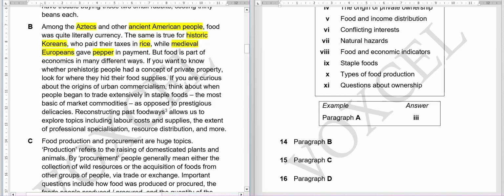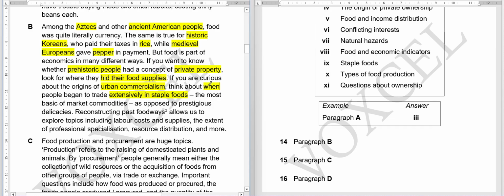So if you want to know whether prehistoric people, so people in the past, had private property, you just have to look where they hid their food supplies. If you are curious about the origins of urban commercialism, think about when people began to trade extensively in staple foods, the most basic of market commodities, as opposed to prestigious delicacies. So now, if you want to know about private property, you have to find out where they hid their food supplies. But if you're curious about urban commercialism, then you have to see when they trade.